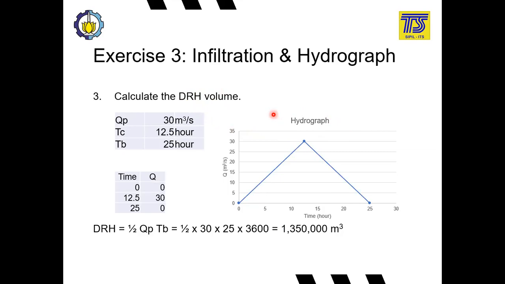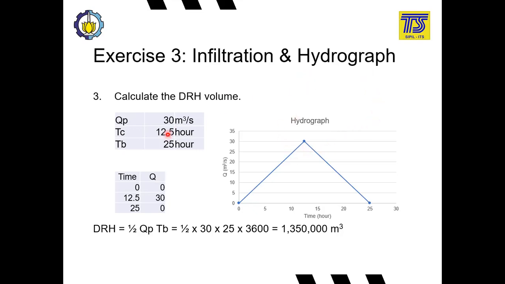If the problem doesn't state it clearly, you have to look at the TC and TD, the time of concentration and the time base. If the time of concentration is known, but the time of the rainfall is not known, it means that the time of the rainfall is the same as the time of concentration. So it can be said that the hydrograph is triangular. But here the problem already stated that the hydrograph is triangular, so we don't have to think about it complicatedly.